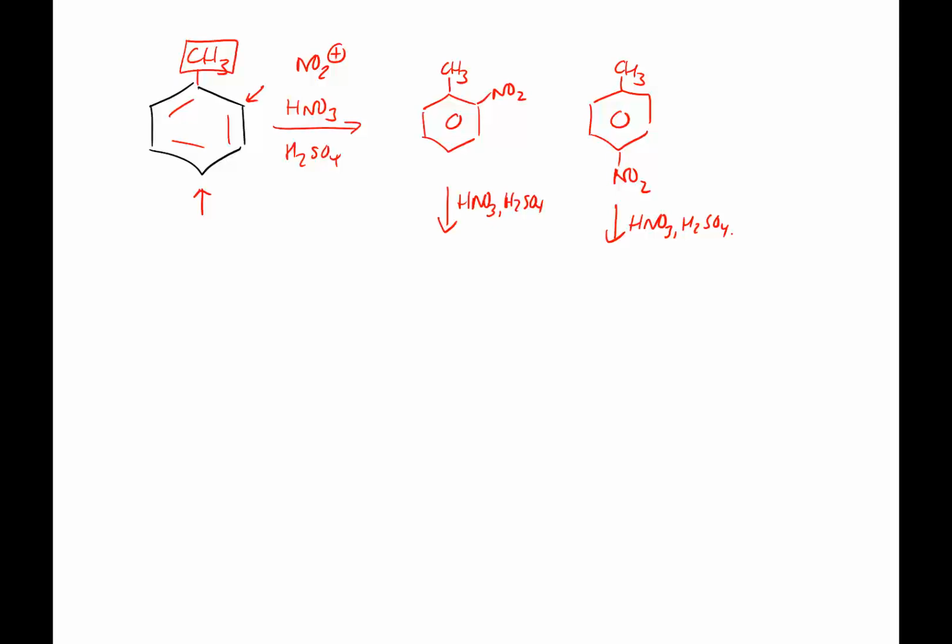The way the book explains it, if they're both activating groups, the group that's more activating is going to be the director. If one's an activating and one's a deactivating group, then the one that's activating is going to be the director. And if they're both deactivating groups, then the one that's less deactivating is going to be the director. Honestly, that's the way I used to teach it.